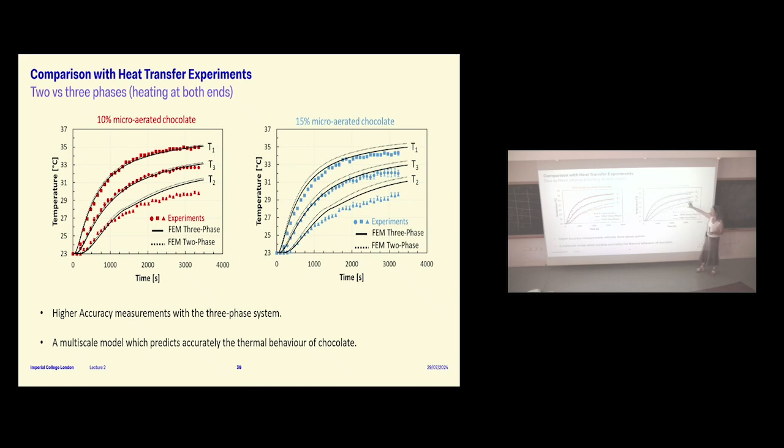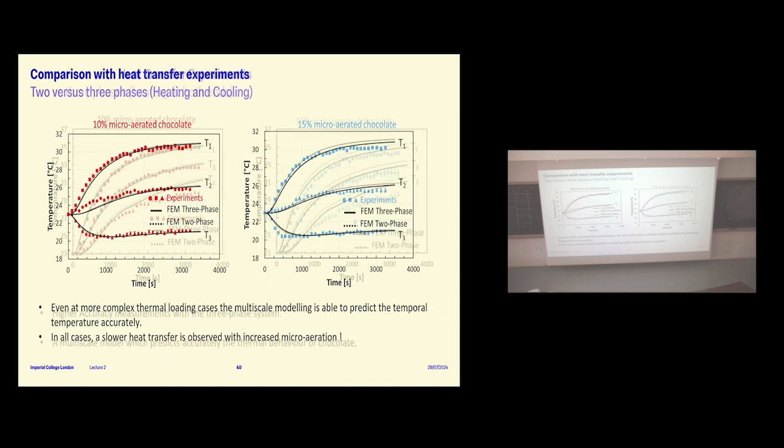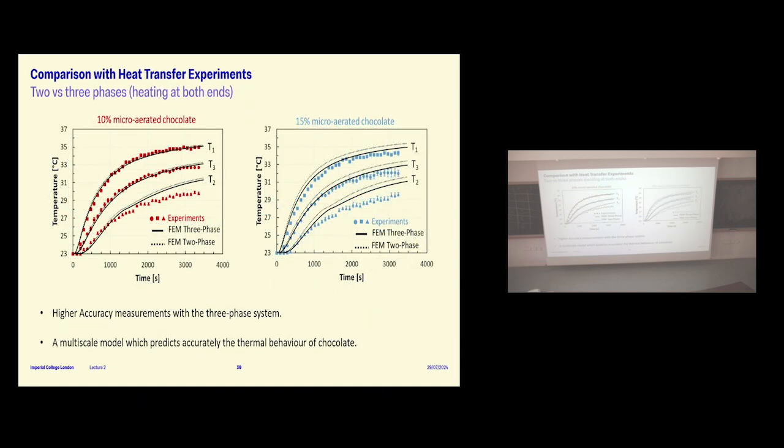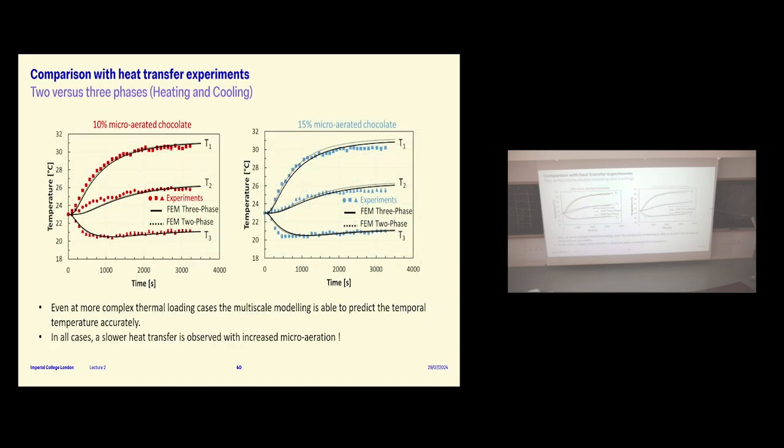You can see that the models, these are not 0, this starts from 23, so this is a small difference. And the 3-phase models are closer to the real experimental behavior, but we were quite happy that we get close agreement. And this was for the heating at 2 ends experiments, which is harder to predict because then you get melting as well. This is heating and cooling on one end, and here the agreement was better, but again, you see that the solid lines are closer to the experiments. And of course, the difference between these two is bigger here than here.